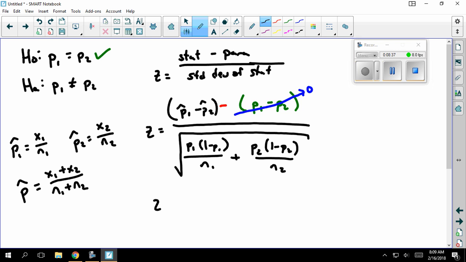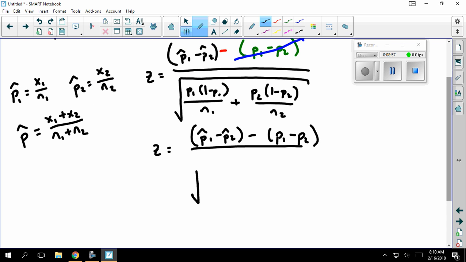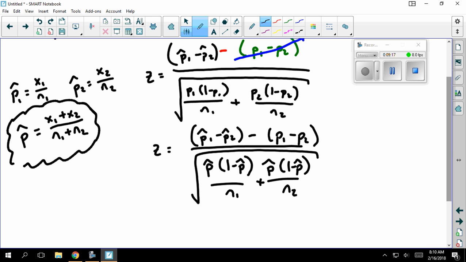The top of the equation is going to be the same as what I've written before. P hat 1 minus P hat 2. And then I'll go ahead and write this part, although we know that in our course that's going to equal 0. And then the bottom of the equation is the square root of P hat times 1 minus P hat over N1 plus P hat times 1 minus P hat over N2, where that P hat is this pooled P hat.